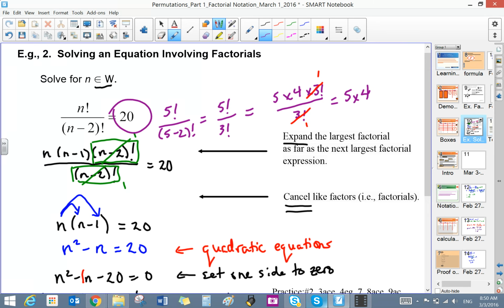So within the practice that's been assigned, posted to the course website under week 5, you'll notice that there are some expressions that look like this, which will involve some similar skills.